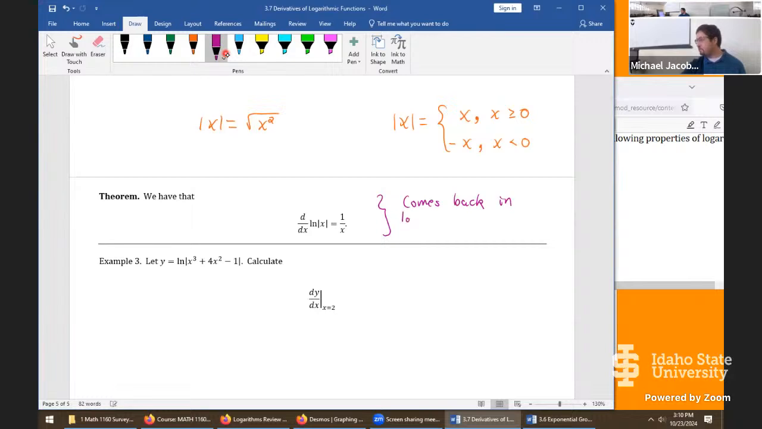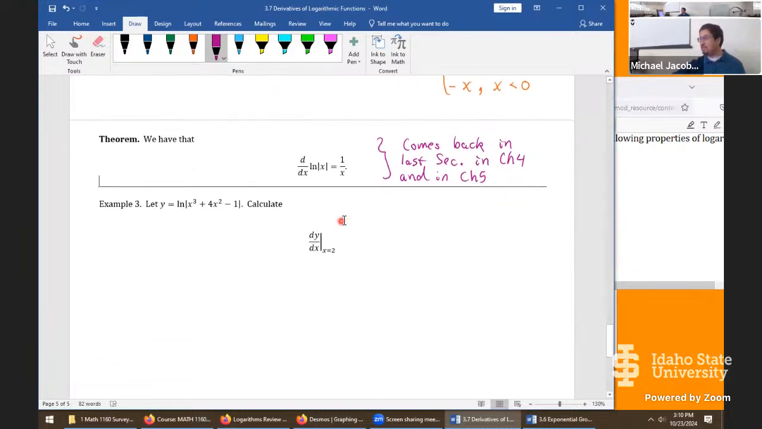in the last section, in chapter 4, and in chapter 5. So think of this formula here as kind of a preview. We'll come back to it and practice it again once we're using it once more. So it's a pretty fast process.